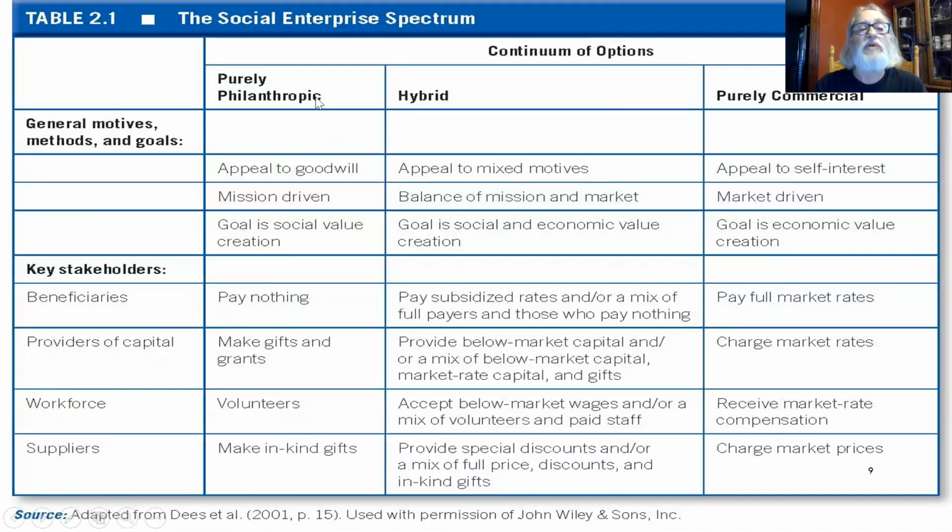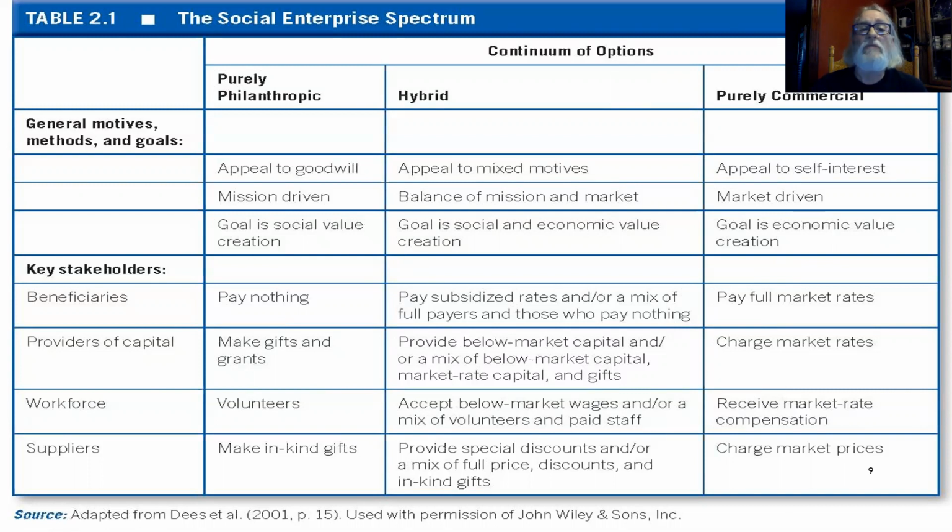Here we have a column of purely philanthropic thinking and activity. In the middle, a hybrid, and over here, purely commercial. And so what we've got is a section on the general methods, motives, goals, and so forth of each of these three different types of behavior in the continuum of options that we have in this sector. We're still talking the nonprofit sector. And then we're looking at some real key stakeholders here, four of them. What are their options and how do they act in these different areas? So let's just take a look at what we've got here.